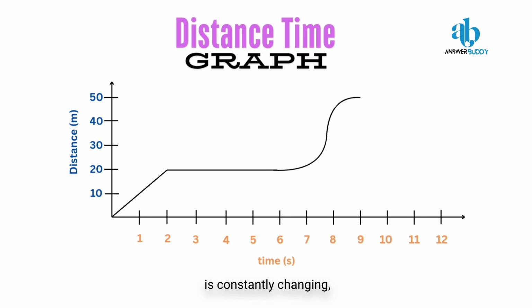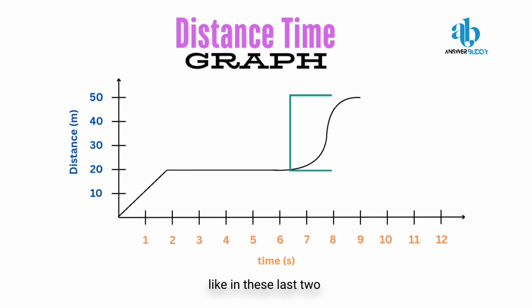When the speed is constantly changing, like in these last two sections, finding the speed at a specific point gets a bit more complicated. We can't just use the total distance and time like we did earlier. Instead, if we want to find the speed at, let's say, 7.5 seconds, we need to draw a tangent line to the curve at that exact point and calculate its gradient to get the speed.